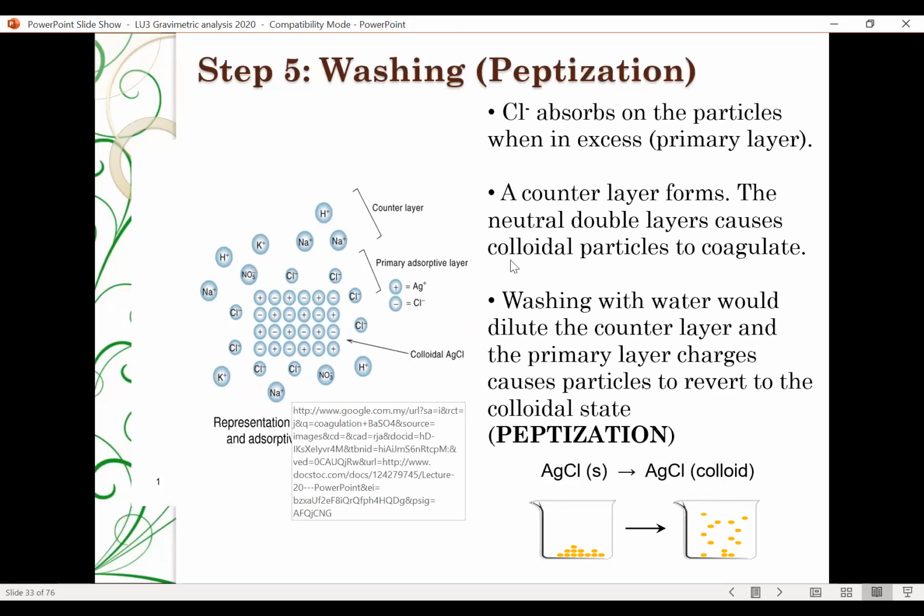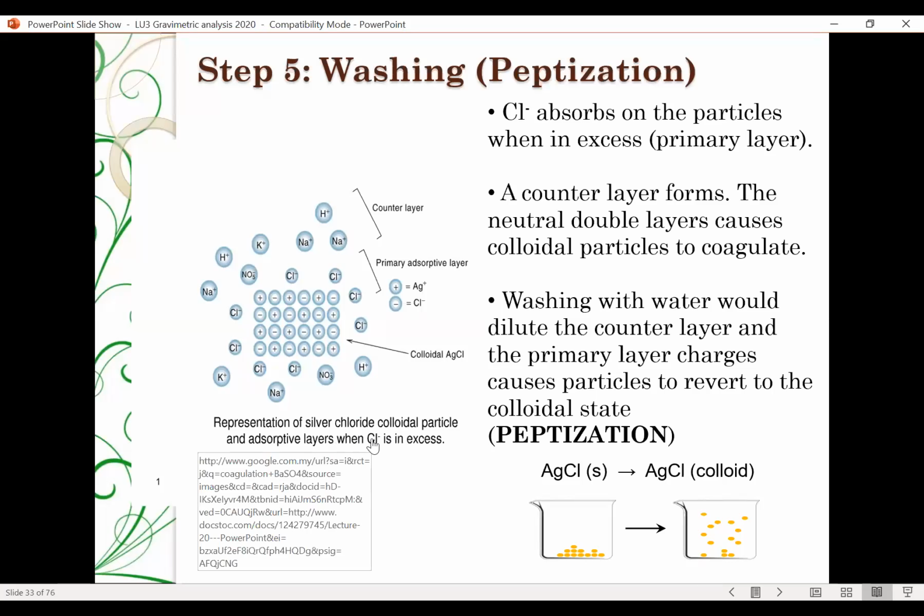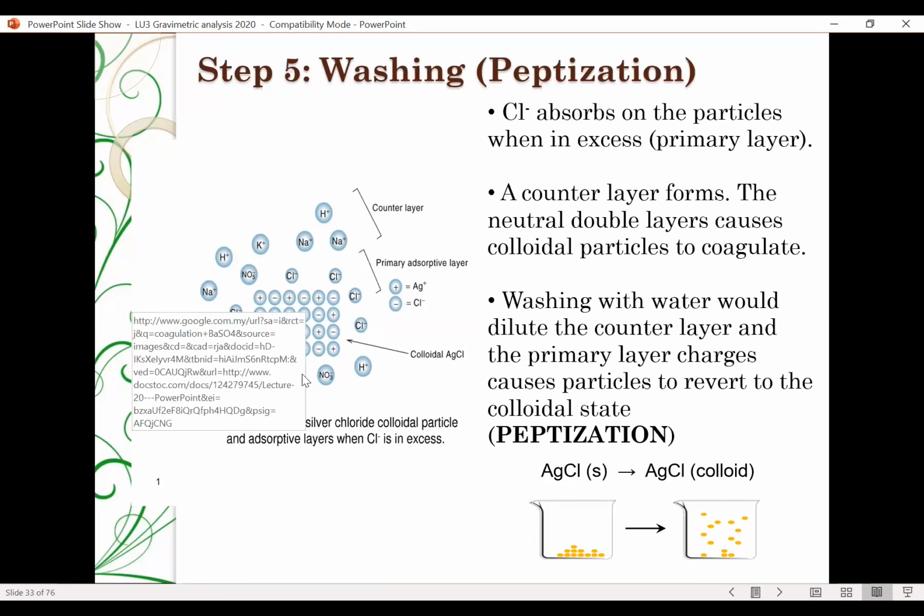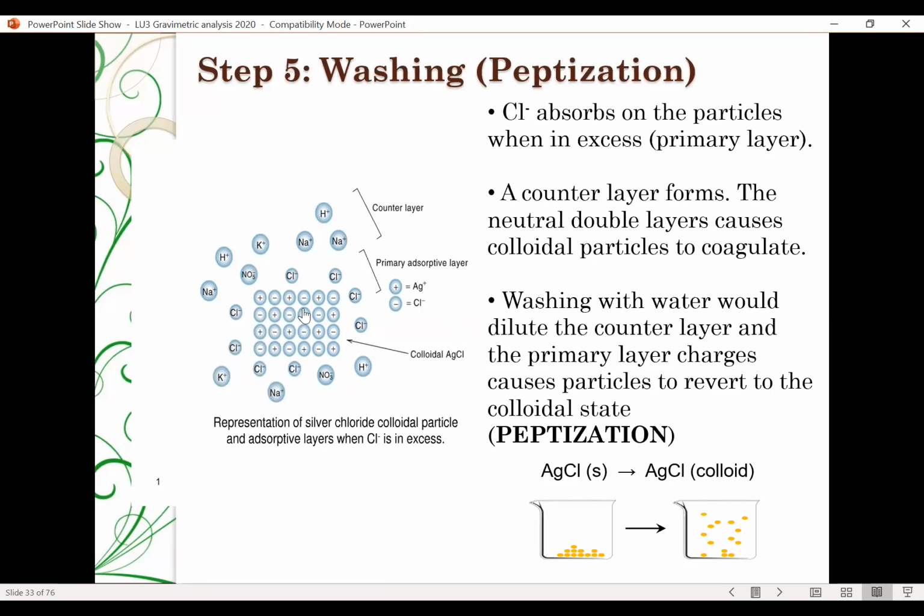Okay. All right. In this case, we have an example of silver chloride colloidal particles and adsorptive layers when Cl is in excess. Let's say we have, in this case, silver chloride. Chloride adsorbs on the particles when in excess. Okay. A counter layer forms. The neutral double layer causes colloidal particles to coagulate. Okay, so the neutral double layers cause all the colloidal silver chloride to coagulate.